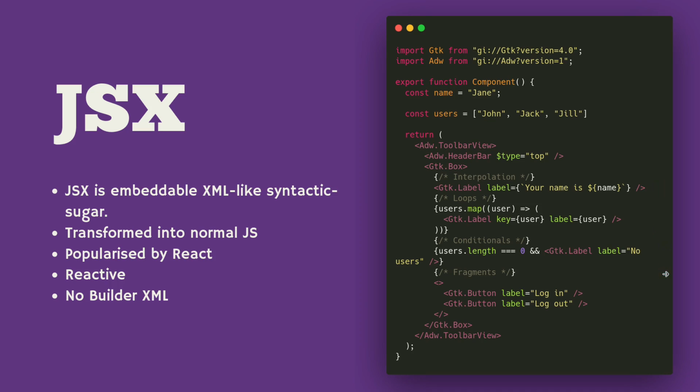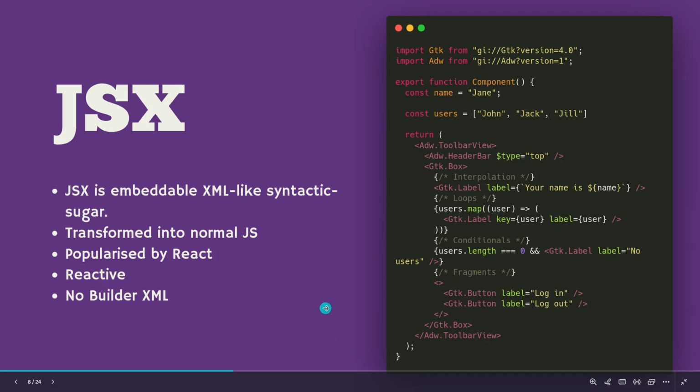And you don't need to write your builder XML like before. I think GTK developers are already familiar with builder XML. It's when you write a different XML file to define your UI and then maybe later link it and bind it to your data. So here it's all reactive and in one file, which is, at least in my eyes, a good thing because all the code is in one place.